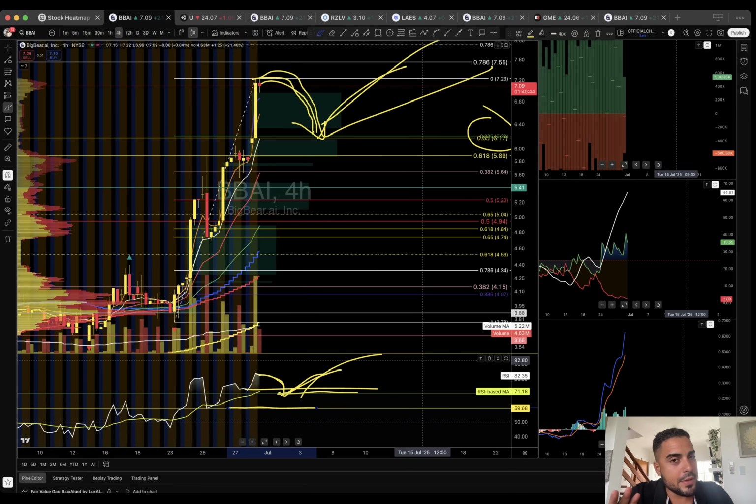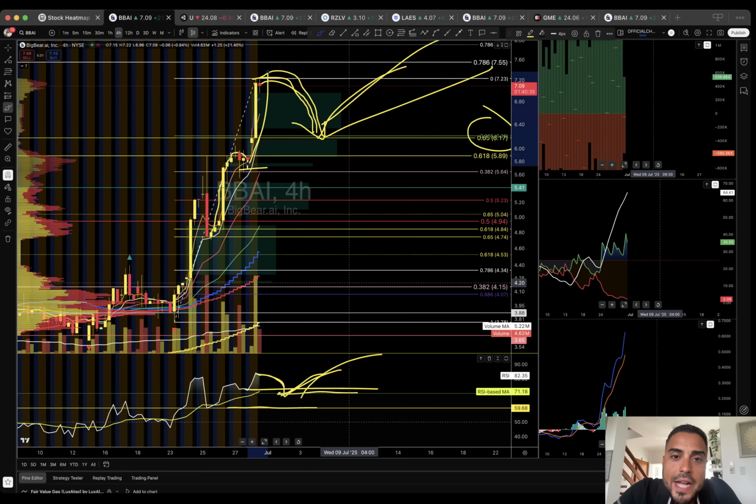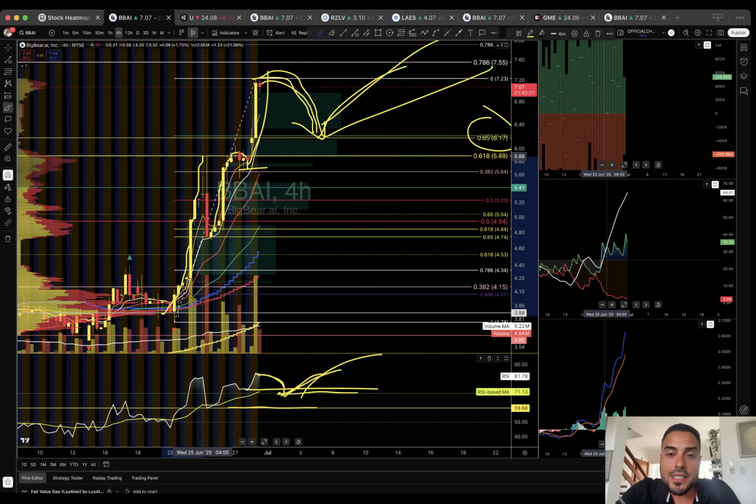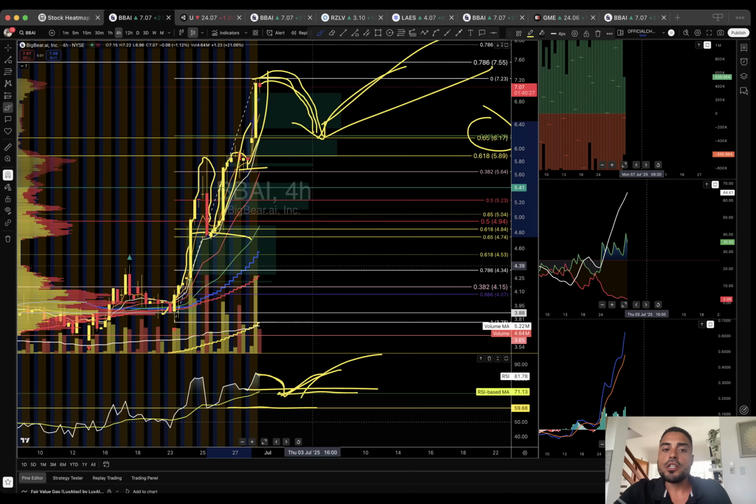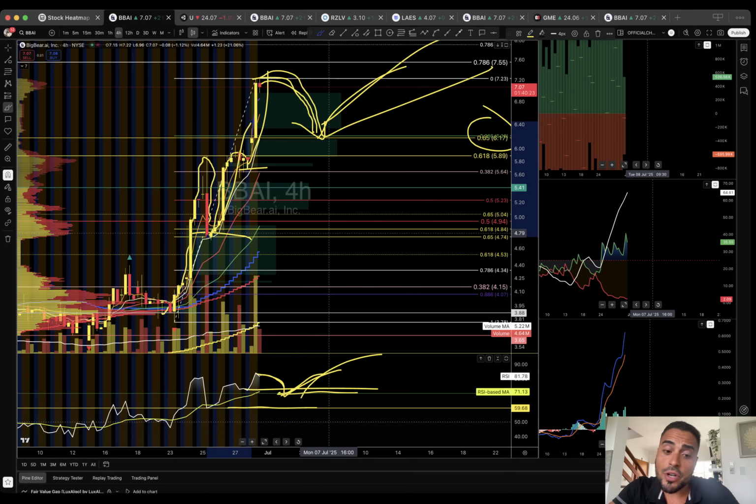I didn't get on BBAI. I did not get on the train yet. I will get on the train yet. So if you notice here, we had a run up. We made a very slight bounce and then a massive run up. Here again at these lower lows, we made a massive move up. Then we made a slight retracement, and then we made another leg up. So it just shows you that the trend is your friend until the end of the trend.